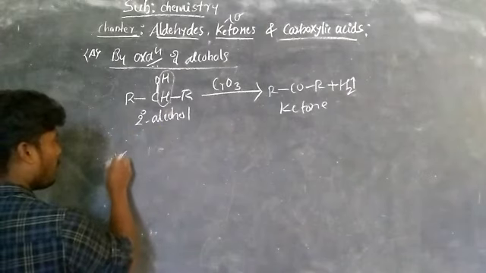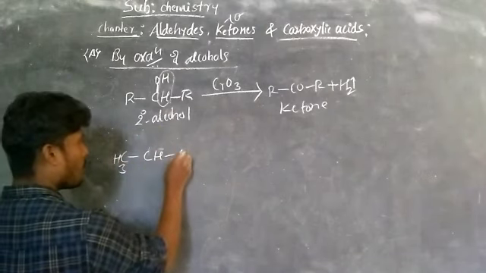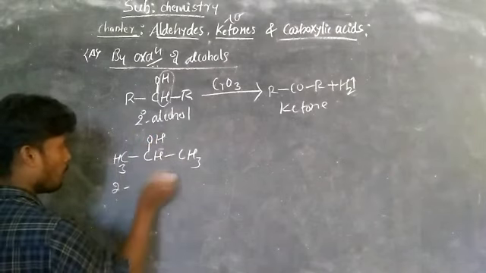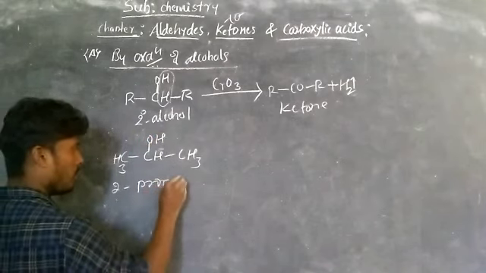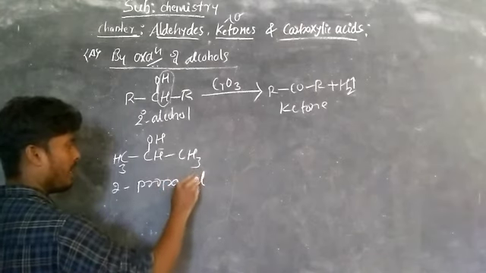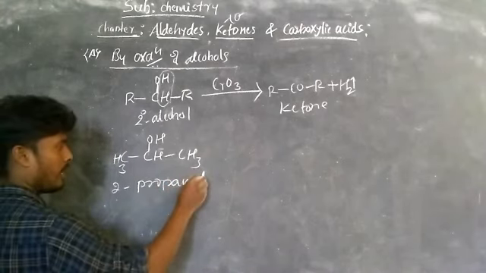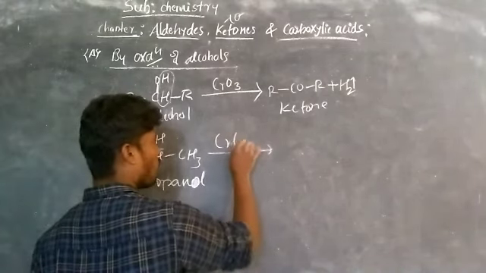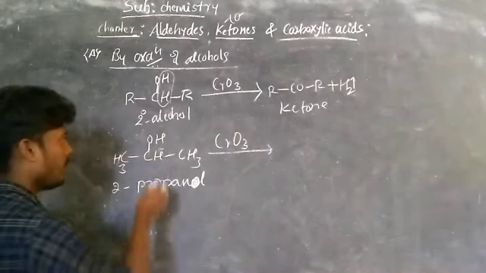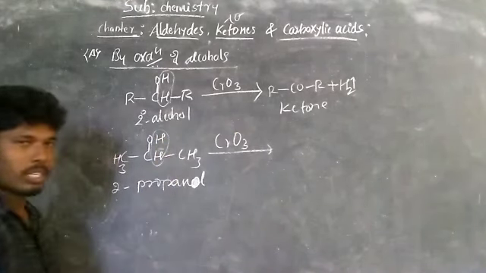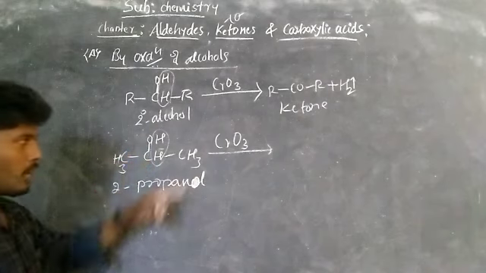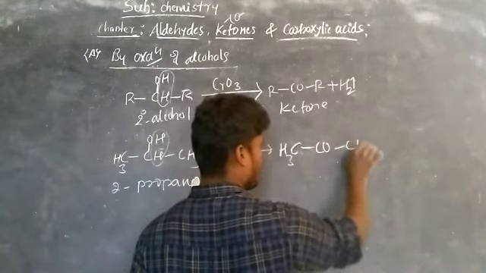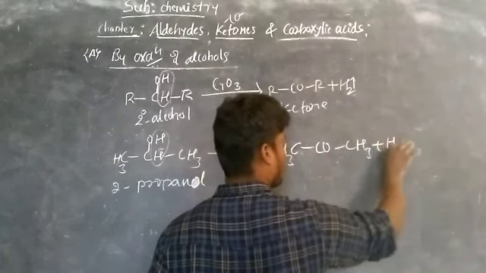Similarly, take CH3-CH(OH)-CH3. What is the name? 2-propanol. Alcohol, 2-propanol. Now this 2-propanol is oxidized in presence of chromium oxide CrO3. This hydrogen and hydrogen become hydrogen gas, and remaining is CH3COCH3 plus H2.